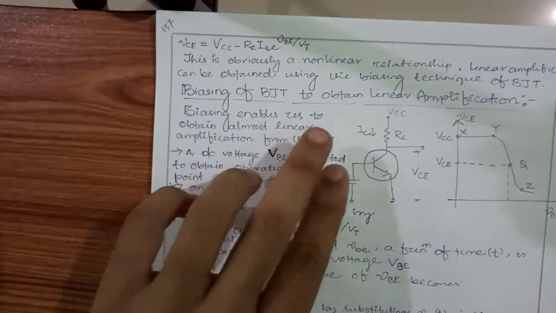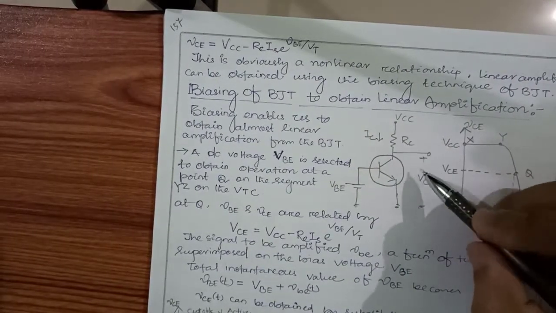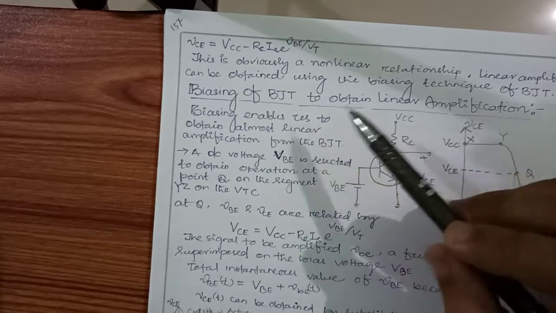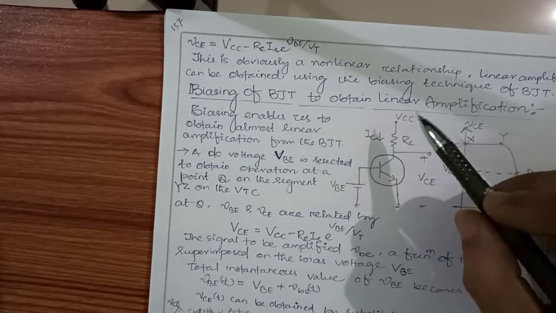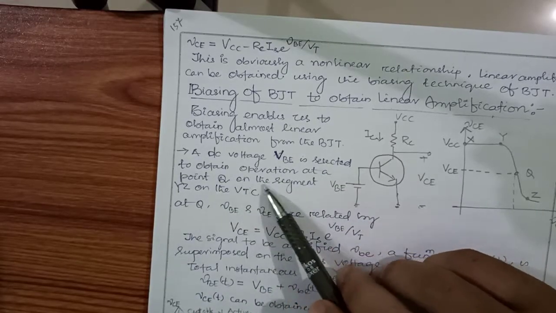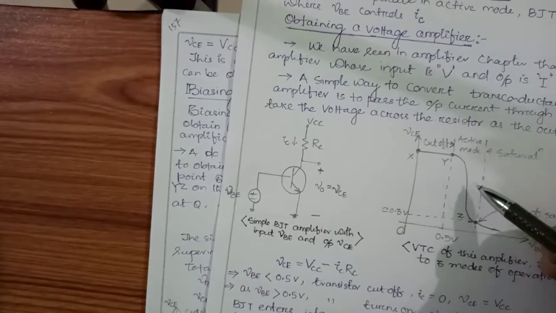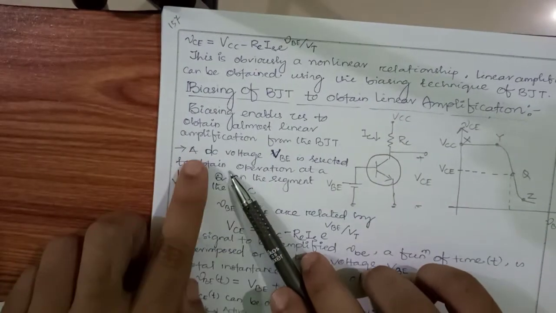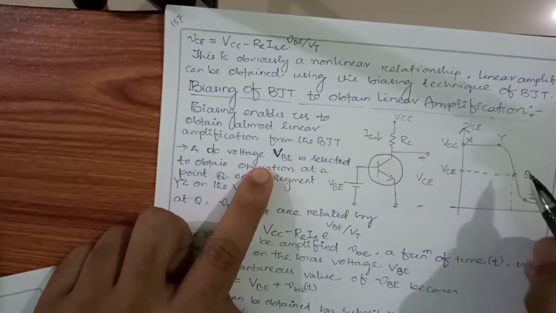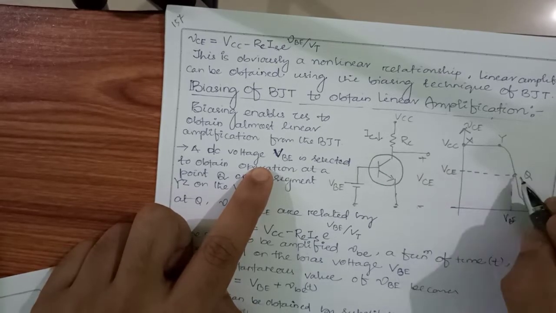Then biasing of BJT to obtain a linear amplification. Then we are going for biasing. Okay, so this biasing enables us to obtain an almost linear amplification. If we do proper biasing, then we can make that non-linear characteristic into a linear characteristic, and we will get linear amplification. A DC voltage VB is selected to obtain operation at the point Q in the segment YZ. This is the YZ. In this region we are taking a particular value of VBE that will operate at the Q point. This is VBE. For this particular value of VBE, we will get a particular value of VC, that is the Q.